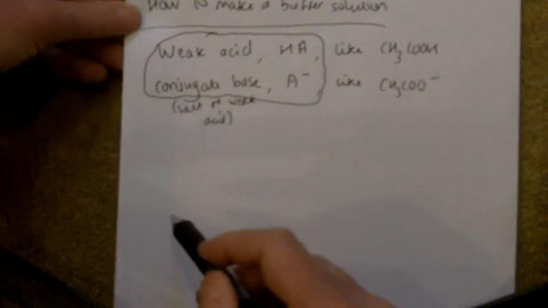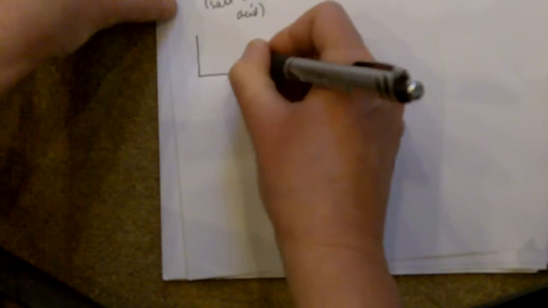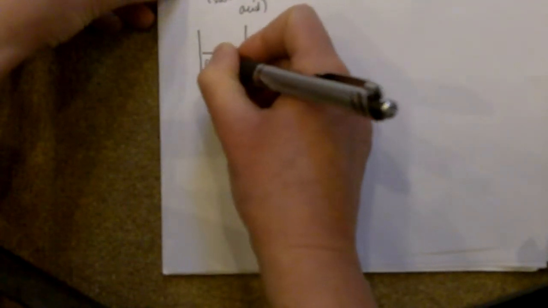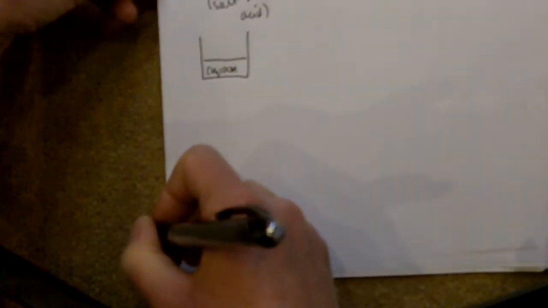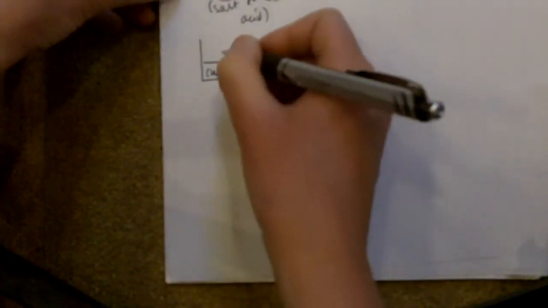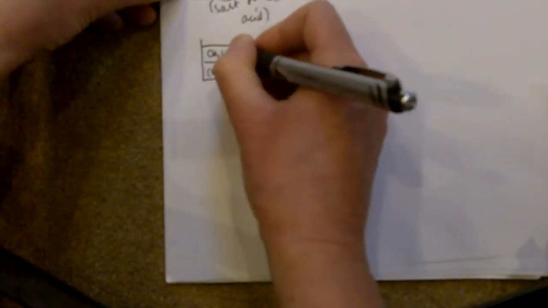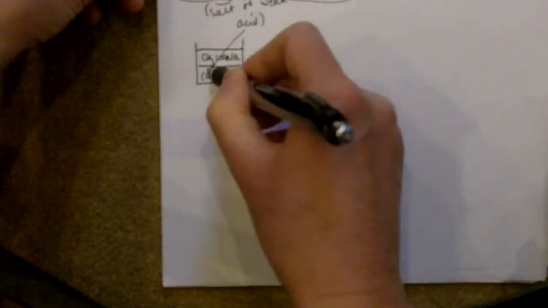These two things together, the weak acid and the conjugate base, that's how you make a buffer, right? So if you've got your beaker, you can put your weak acid in there. Now normally you use the same volume, the same amount of each. You put your weak acid in there, and then you put your salt, your conjugate base, sodium ethanoate. You put your sodium ethanoate in there, stir it up, and that is your buffer.